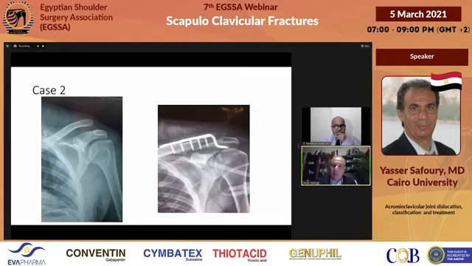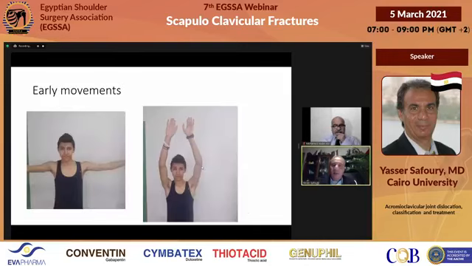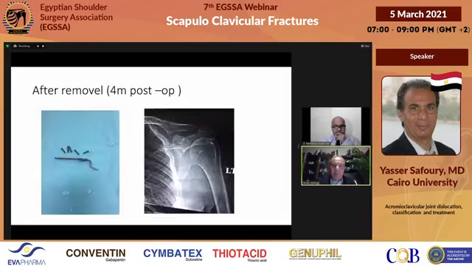This is another case with a dislocated AC joint treated by the hook plate, and the patient post-operatively can mobilize early with very good range without any pain, and can go back to his work or to some jogging and very limited types of sports. And then the plate is removed after 4 months without any restriction of movements after removing the plate. He can go directly back to his sports.